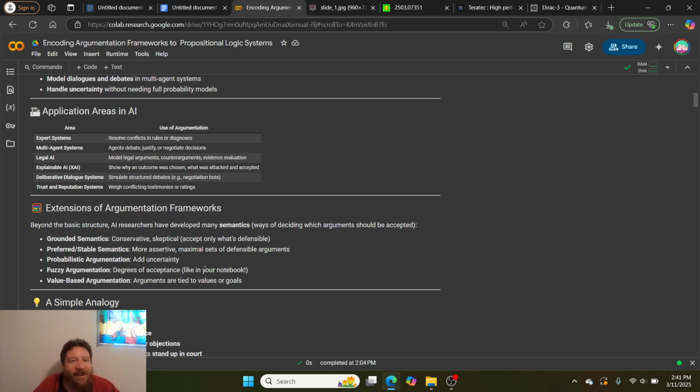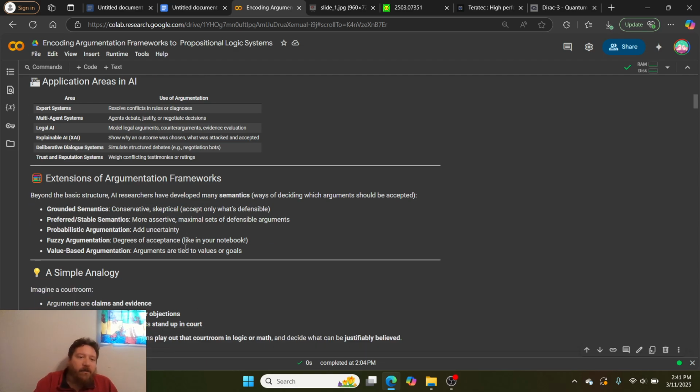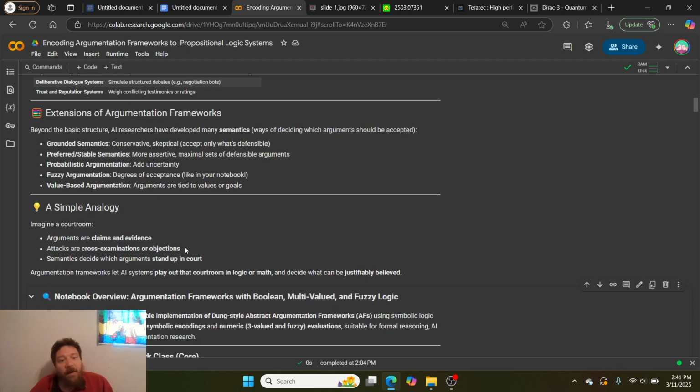But going on, this has applications across the board, in every form of AI. And there have been extensions. This is a framework that was built in the 1990s, and it's been built upon since then. What we're going to talk about very specifically is fuzzy argumentation. With a lot of frameworks and logic overall, when it was first invented, it was very rigid.